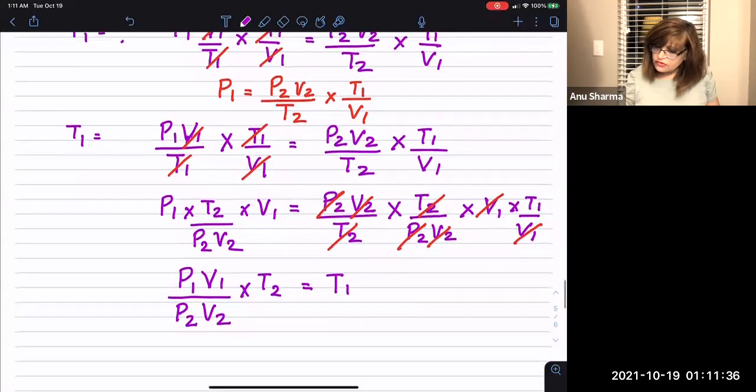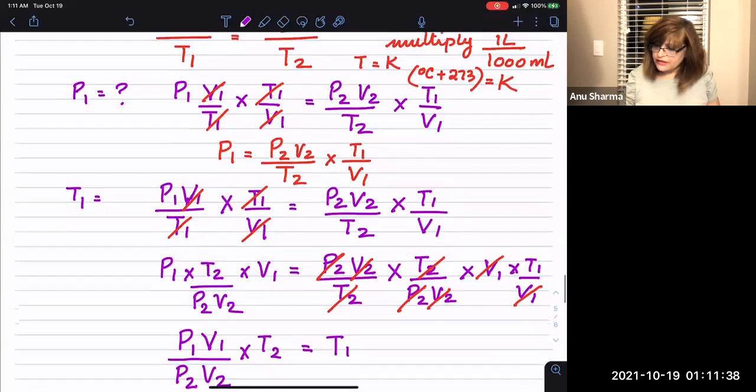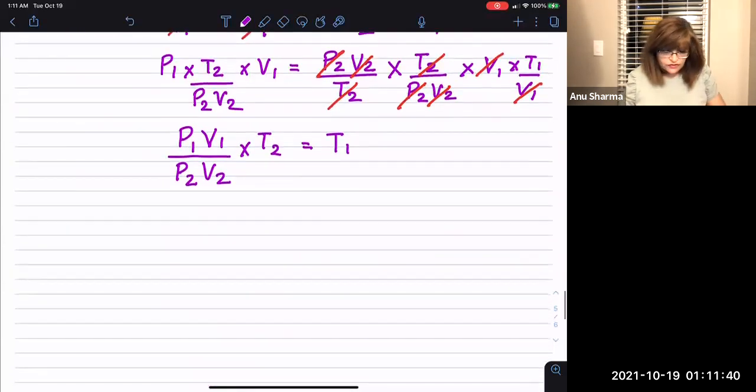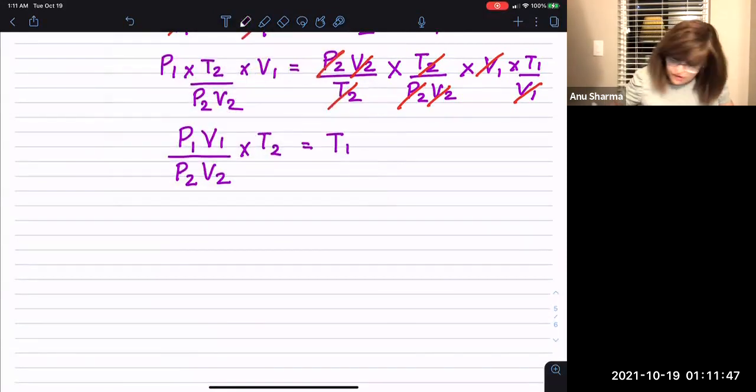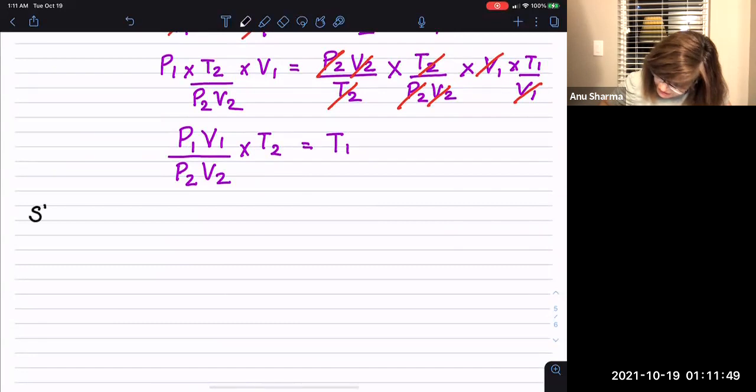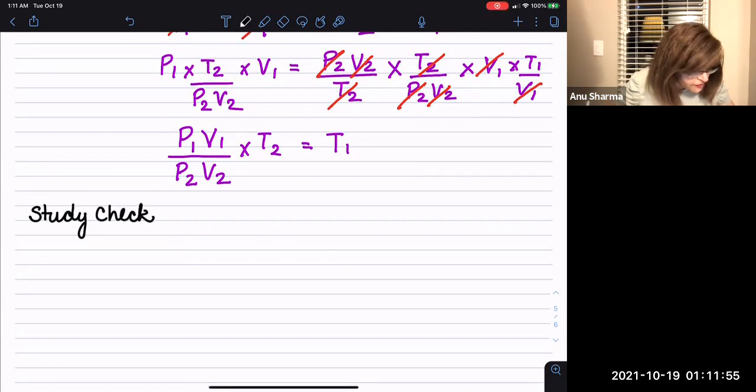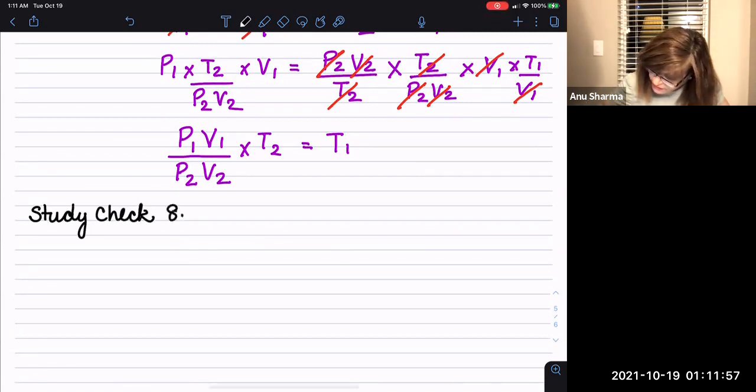Okay, so just make sure that your algebraic skills are in place, and the rest of it is just that. So now let's look at this problem, page 304, the study check, which is 8.6.